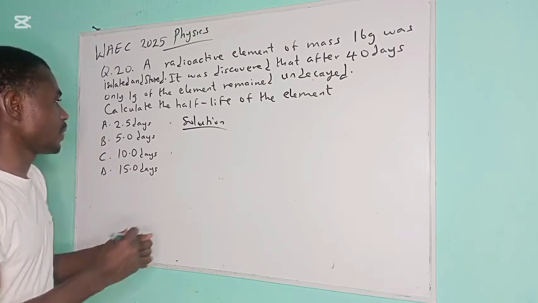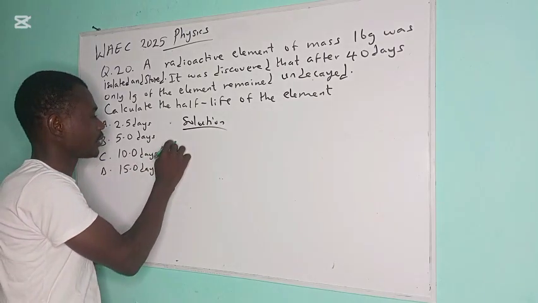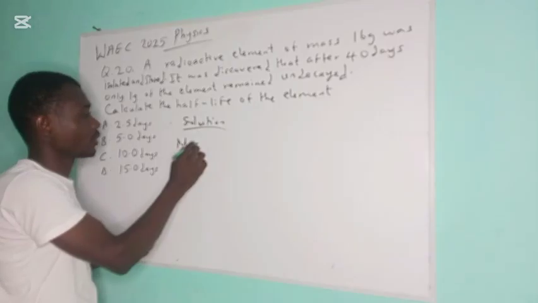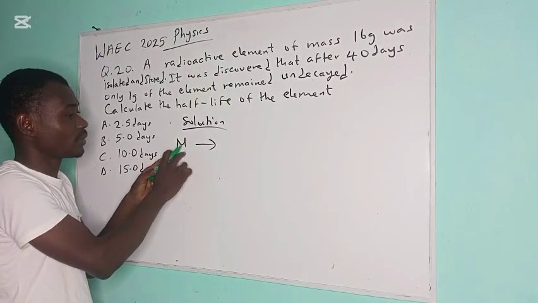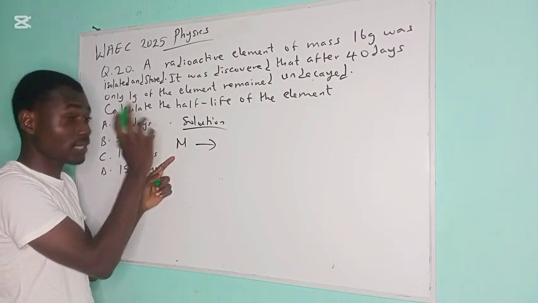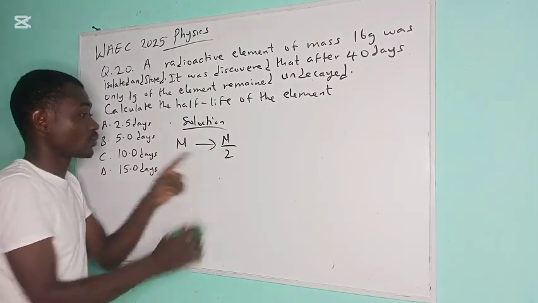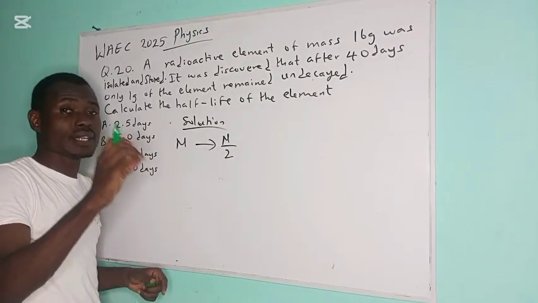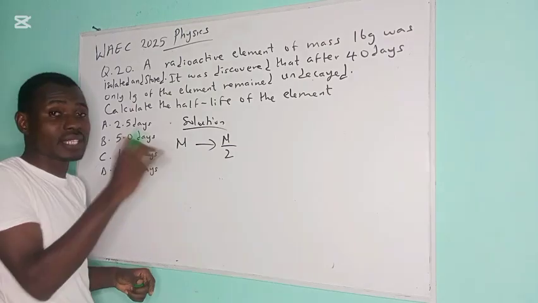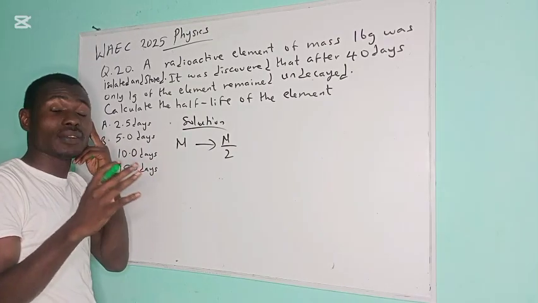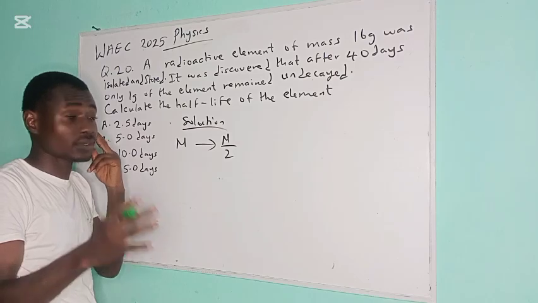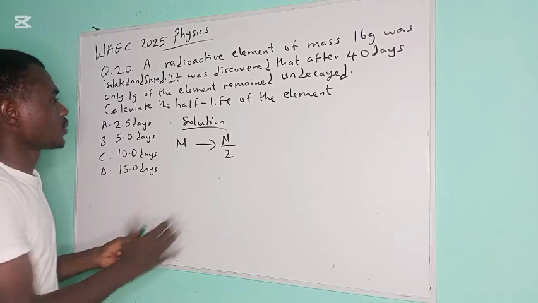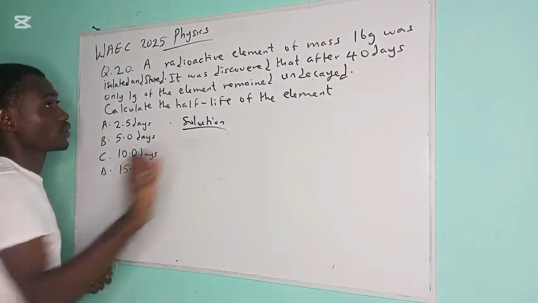For instance, if the number of nuclei of the atom is N, then after the first half-life it will be N over 2, that is half of the original value. The half-life is the time taken for half of the original amount of the radioactive substance to decay. So that is what we mean by the half-life. Now let's solve the question.